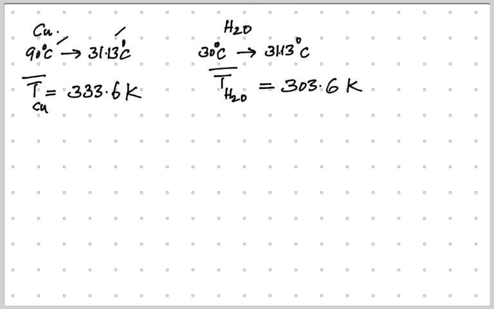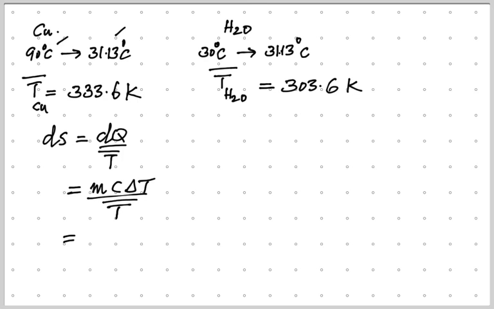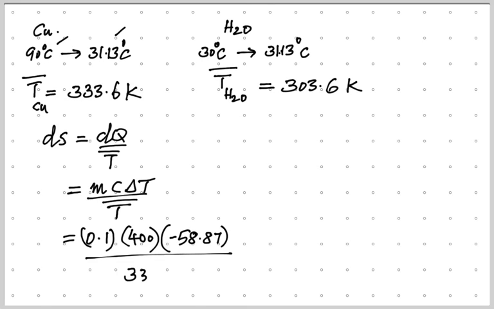We got the average temperature of copper and water in Kelvin. Now find the change in entropy. What's the formula? dQ over average temperature. What is dQ for copper now? mcΔT, divided by average temperature. So what's m? What was the mass of copper? 0.1. And I gave this as 400, times what's the change in temperature of copper? 31.13 minus 90, because it's always final minus initial. So minus 58.87. Then I multiply that, divide by 333.6. Give me that. Negative something.